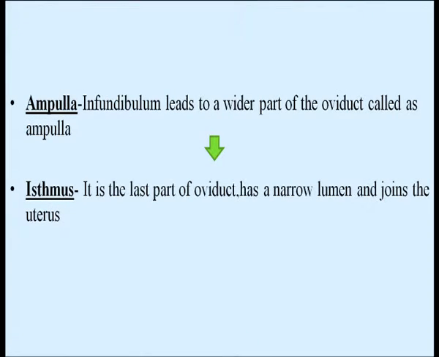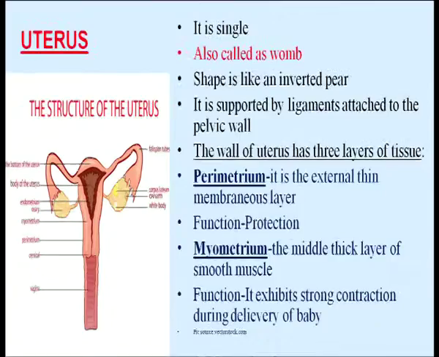Ampulla. Infundibulum leads to a wider part of the oviduct which is called ampulla, which is the second part of the fallopian tube. Isthmus. It is the last part of the oviduct and has a narrow lumen and joins the uterus. The important thing to note is that this ampullary isthmic junction is the site of fertilization in females.